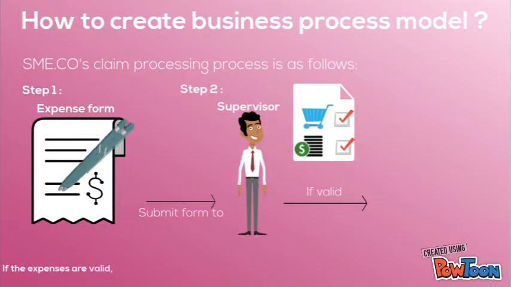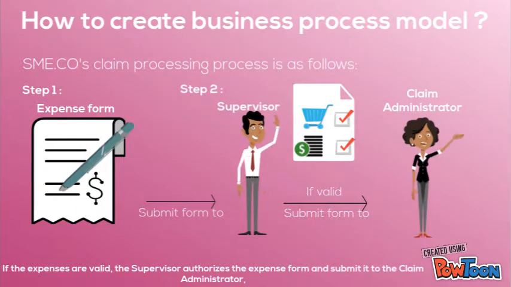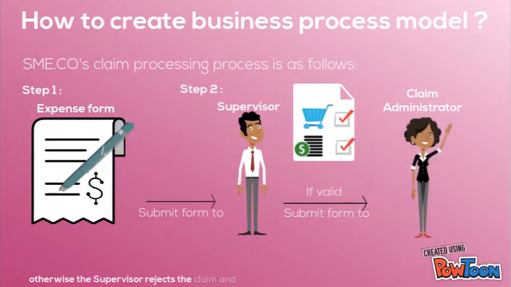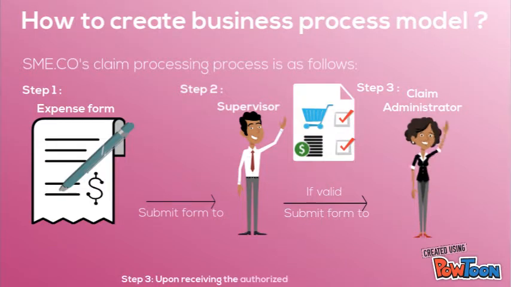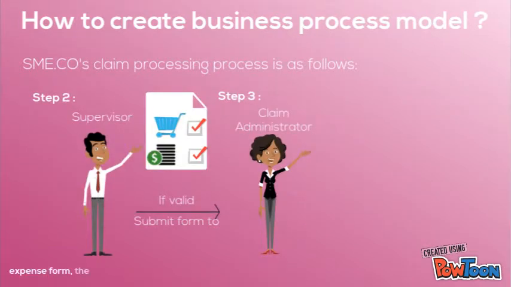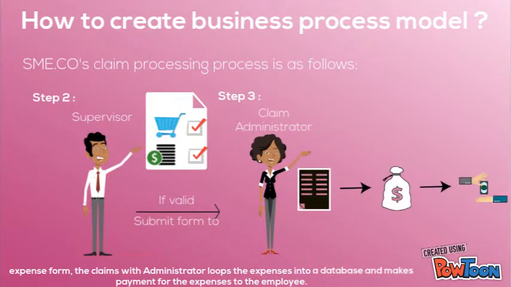If the expenses are valid, the supervisor authorizes the expense form and submits it to the claims administrator. Otherwise, the supervisor rejects the claim and notifies the employee of the rejection. Step 3. Upon receiving the authorized expense form, the claims administrator logs the expenses into a database and makes payment for the expenses to the employee.